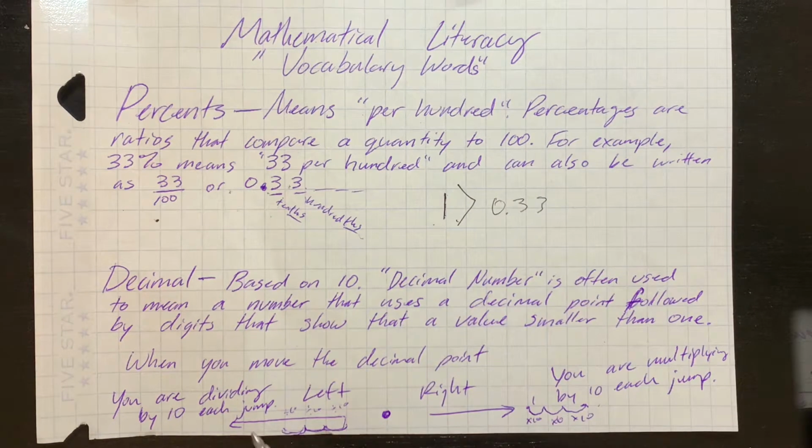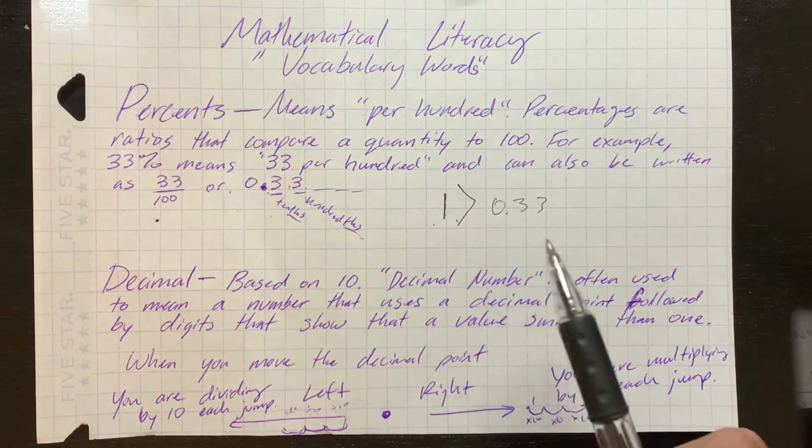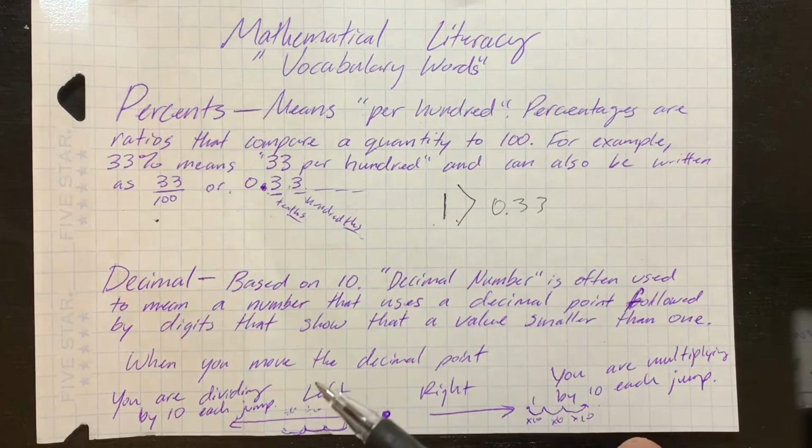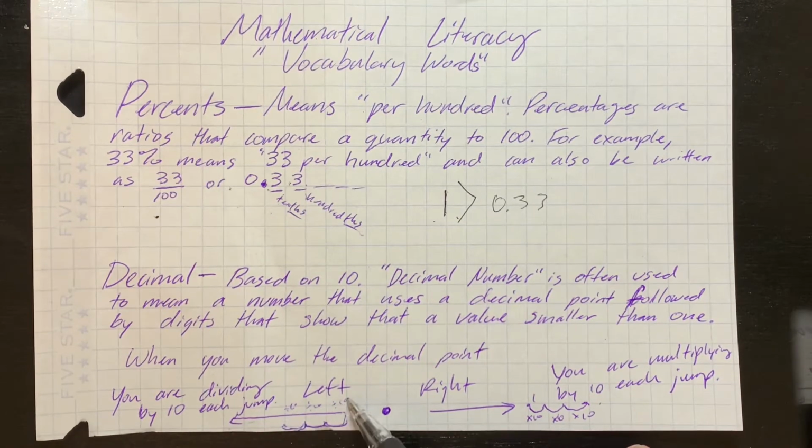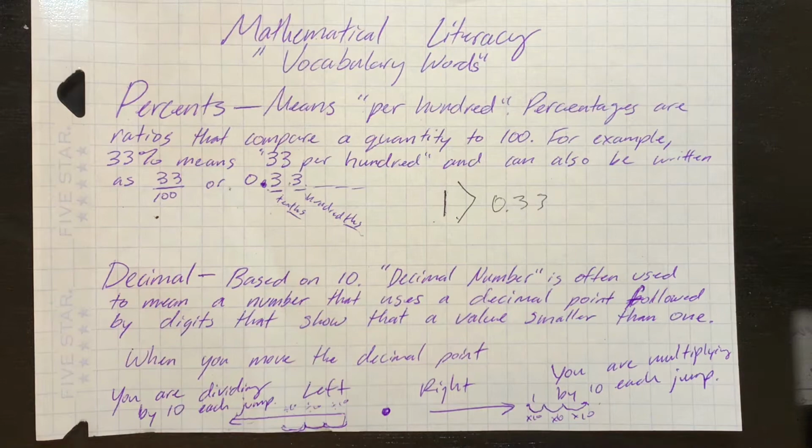All right. Now, when we look at that decimal point, whenever we move that decimal point to the left, we're dividing by 10 with each jump, okay? So in this case, if we divide by 10 one time, divide by 10 again, divide by 10 again, so we move the decimal point 3 times to the left, we divide by 1,000, okay? Now, if we move the decimal point to the right, we are multiplying by 10 each jump. So anytime we move the decimal point to the right, we multiply by 10 more, by 10 more. So in this case, we move the decimal point to the right 3 times, so we multiplied by 1,000.